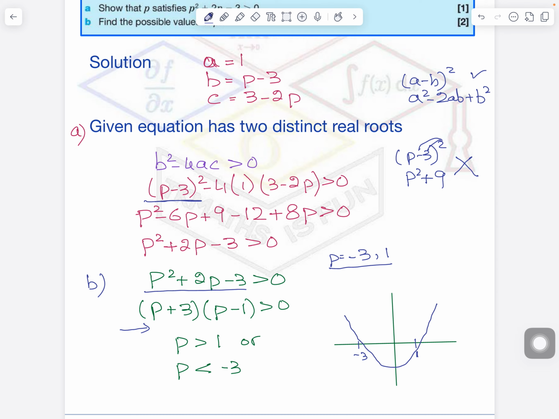Please do not make a common mistake here. I'm writing the common mistake here: p plus 3 greater than 0, p minus 1 greater than 0. From here they get p greater than minus 3, p greater than 1. Not at all. This shows very clearly that you have no concept. So do not do that. Quadratic inequalities are not dealt with like equations. So if you sketch it, the roots are at minus 3 and 1. Greater than 0 means you are considering the above part of the curve. So what are the values of p here? These are the values of p here. So that's why your answer is p greater than 1 or p less than minus 3.